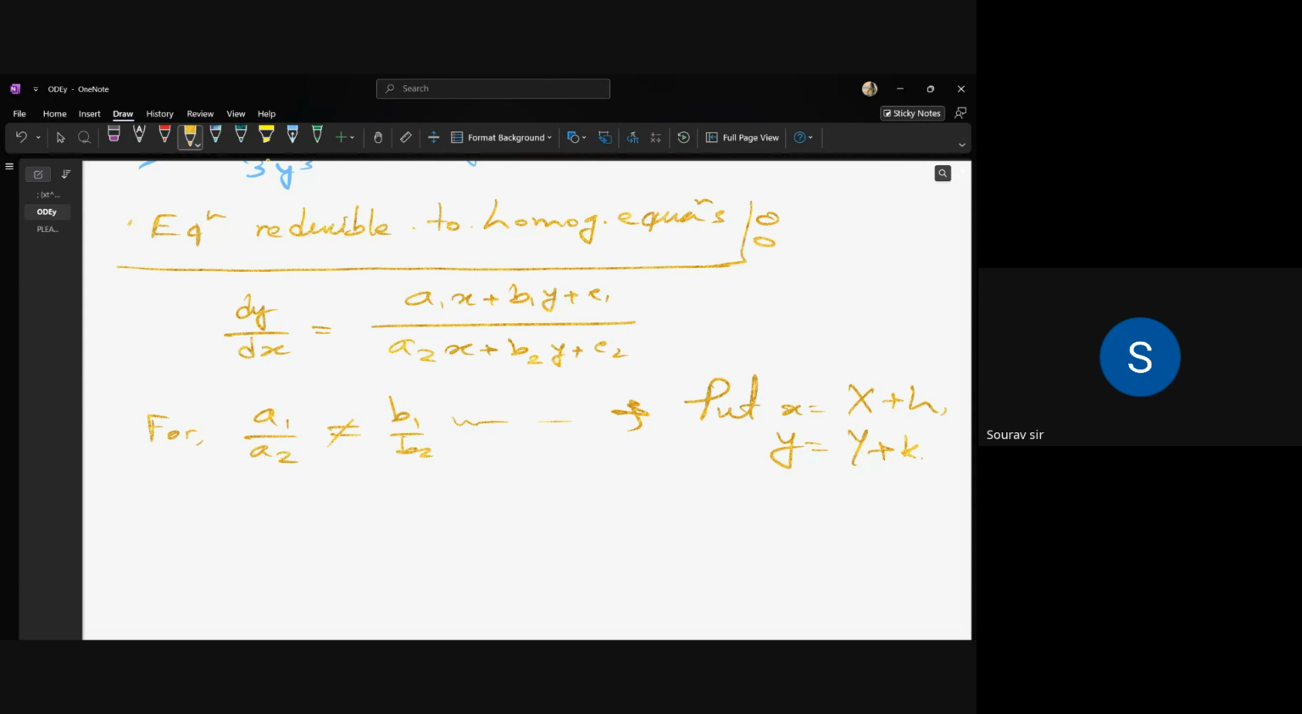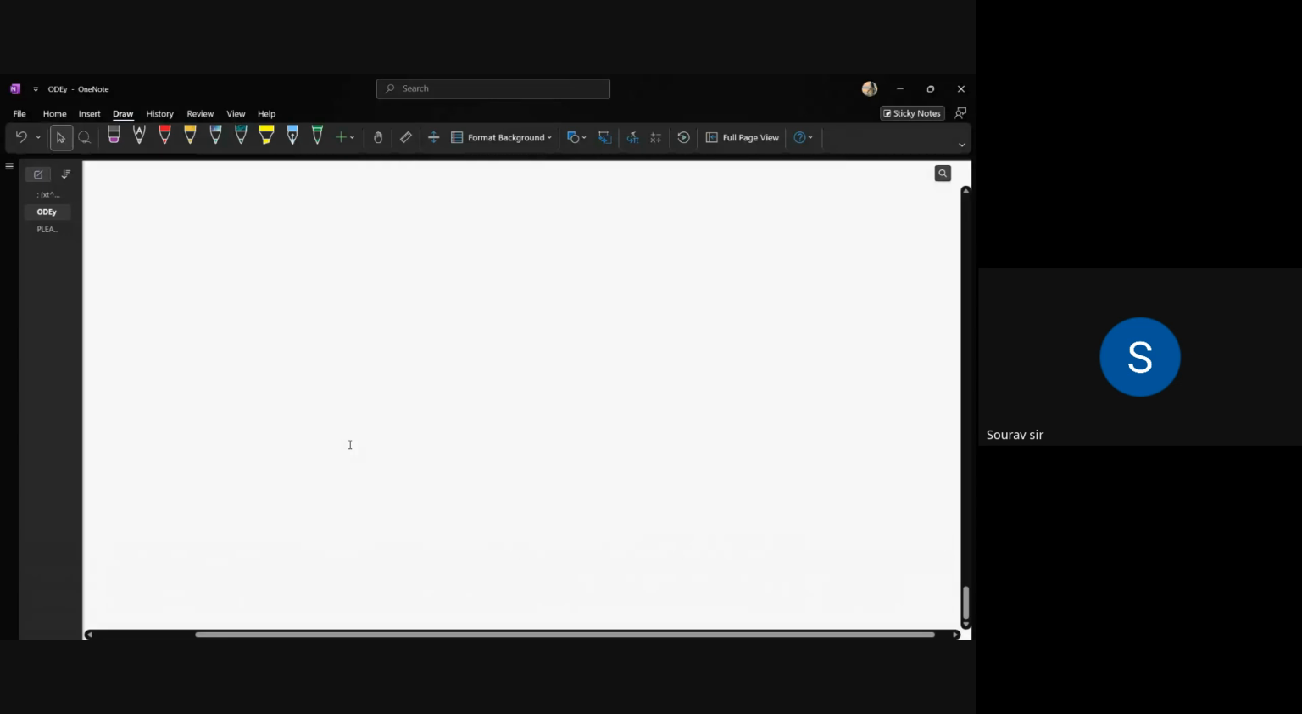Okay, now there is another sub case, for a1/a2 equals b1/b2. Then we just put a1x plus b1y equals v, and the equation gets reduced to variable separable form in v and x. Okay, so let us do it.